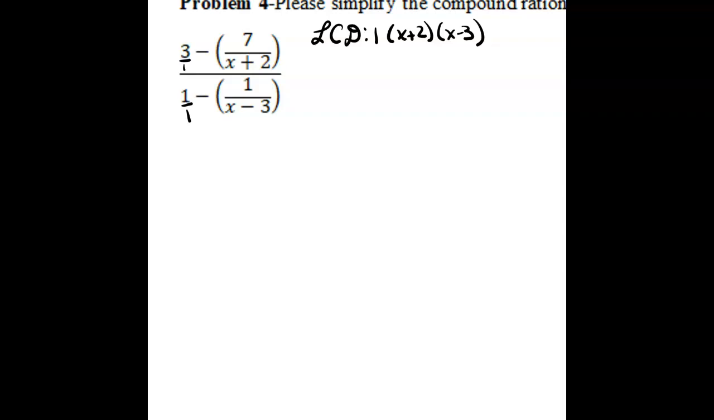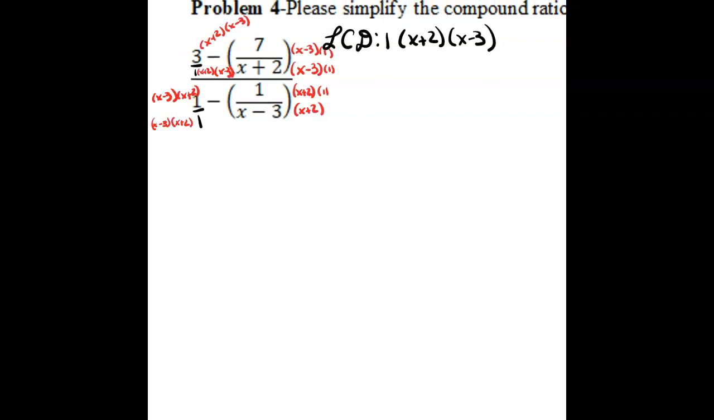Alright, so the 3 needs an x plus 2 and an x minus 3. This technically needs a 1 and an x minus 3. This 1 needs an x plus 2 and an x minus 3. And finally, this needs technically a 1 and an x plus 2.